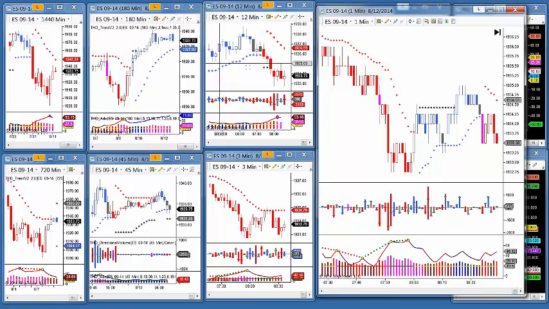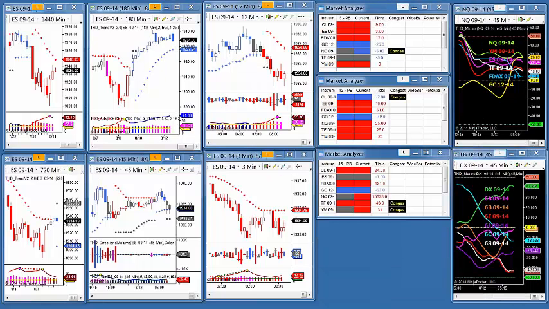The congestion zones are actually really nice. And, you know, this morning I don't normally have these up, but I do have the 3-minute, the 12-minute, and the 45-minute market analyzers up. You can see that congestion is highlighted on several of these. For example, the DAX is in congestion on the 45. The Russell's in congestion. The Dow's in congestion. Crude's in congestion on the 12-minute. The NASDAQ's in congestion on the 3-minute.